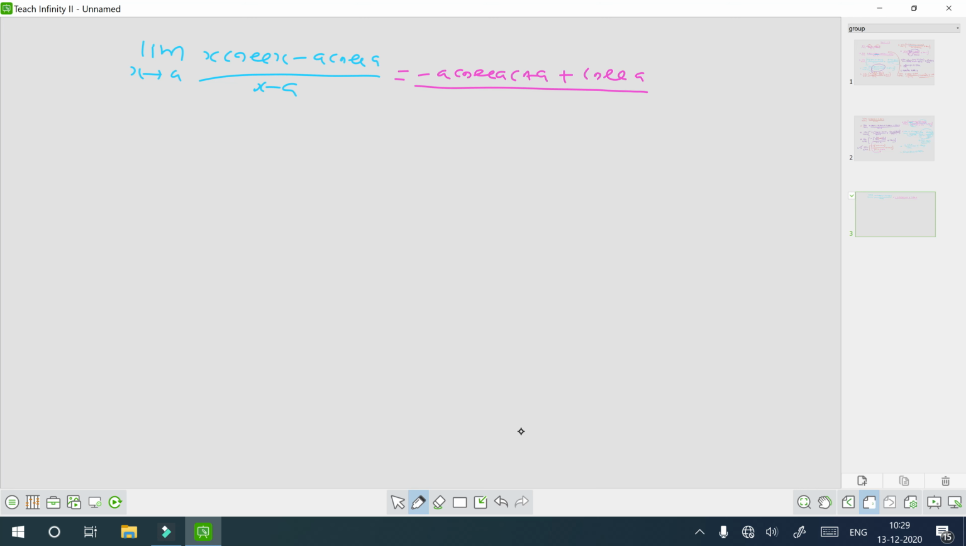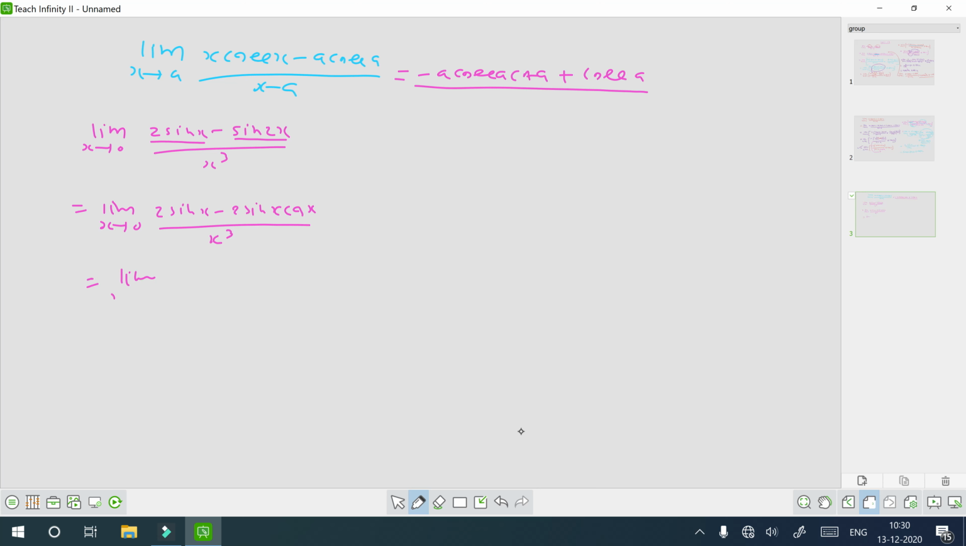Now let us see some examples based on trigonometric forms. See here: limit x tends to 0 of (2 sin x minus sin 2x) upon x cube. Perhaps you have already seen it, even though I would like to revise it. Here limit x tends to 0, 2 sin x is there, here sin 2x is there. For sin 2x, what is the formula? 2 sin x cos x over x cube.